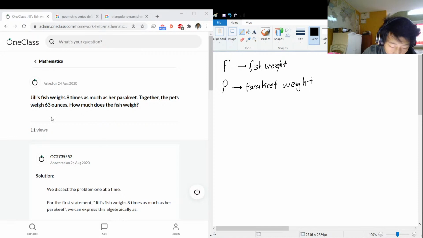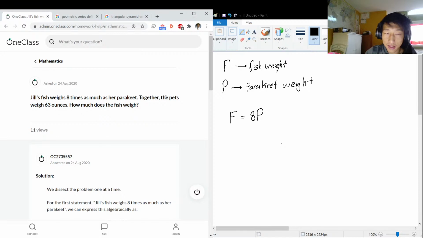Okay, so we know that the fish is 8 times heavier than the parakeet. So fish weight is equal to 8 times more than a parakeet. So 8 parakeets are going to be 1 fish in weight. We're not going to think about the biology. This is a big fish. Like, this is a shark. The parakeet's weight times 8, that's the fish weight.